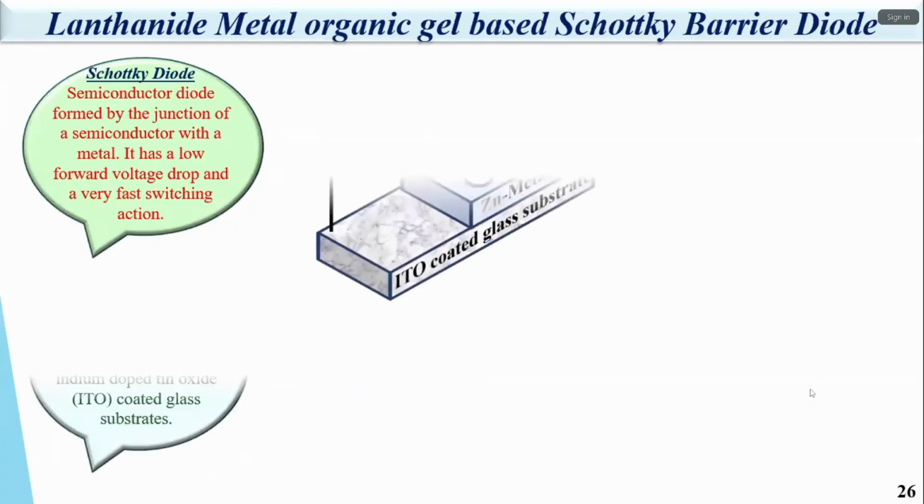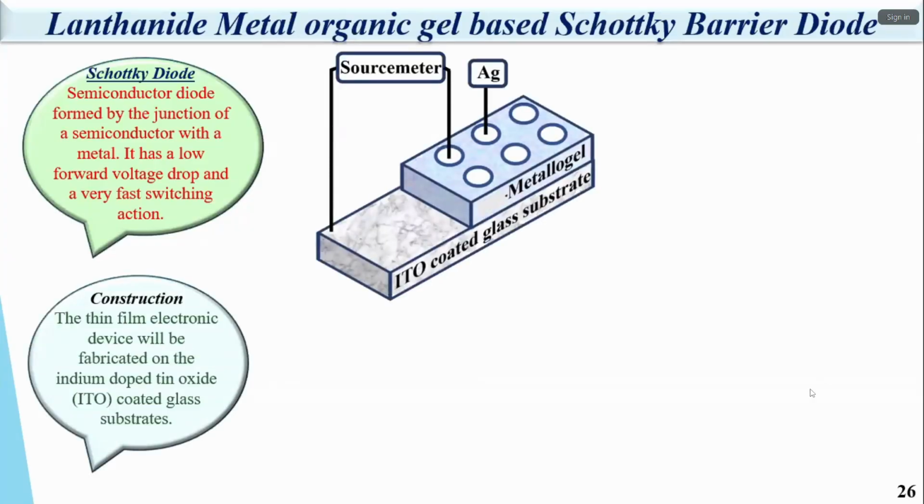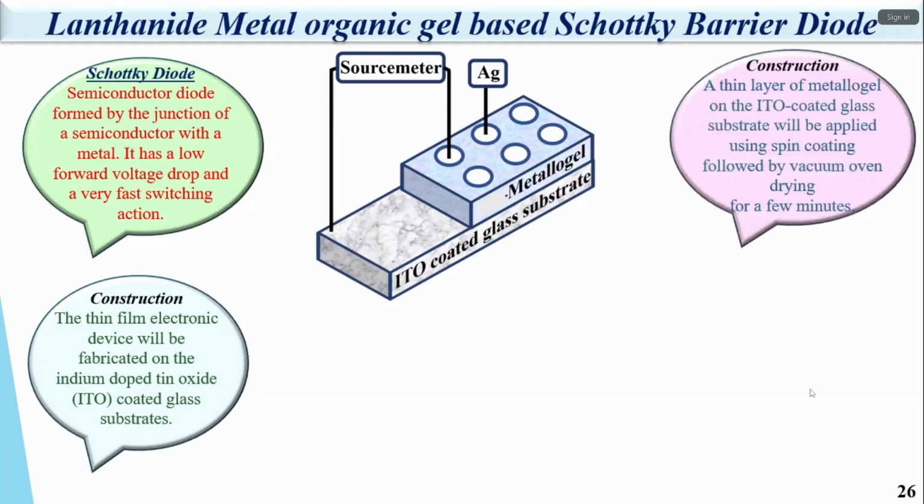And lastly, we could fabricate a lanthanide-based metal organic gel Schottky barrier diode. Till now, transition metal ions have been explored for the fabrication of this diode. As we discussed earlier, it's a semiconductor diode formed by a metal-semiconductor junction, and it has low forward voltage drop and fast switching action.